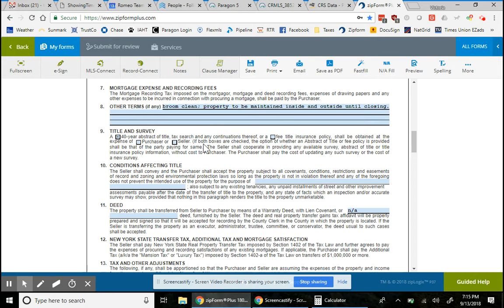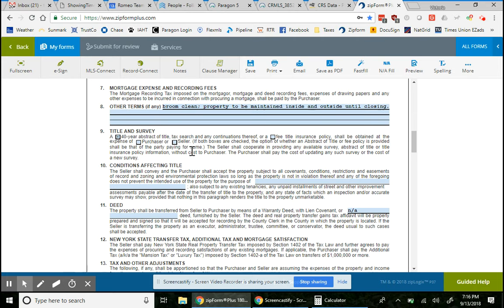Title and survey. Paragraph 9, 40-year abstract of title should always be checked, and this one is going to differ based on county. I don't know if everybody knows that. So in Albany County, in Rensselaer County, pretty much most counties east of the Northway. So Albany, Rensselaer, what are the other ones? Saratoga are the main ones that we deal with. Those are all going to be the responsibility and the expense of the purchaser. Okay. West of the Northway, and further north, it's going to be the responsibility of the seller.